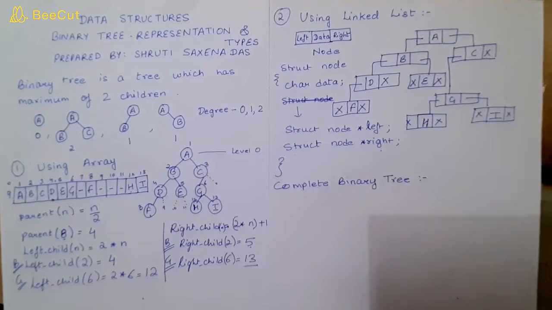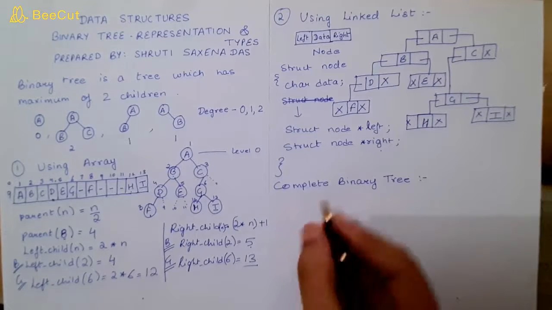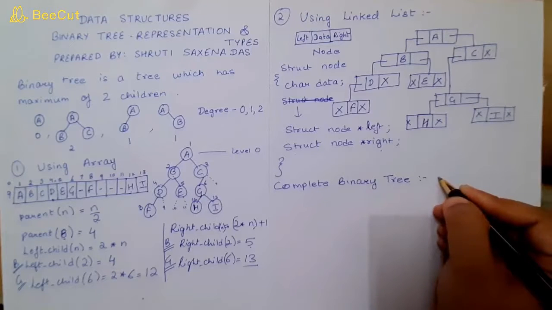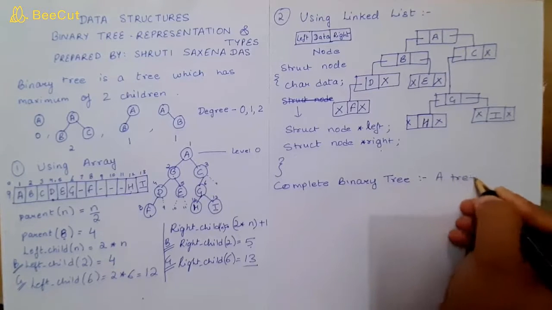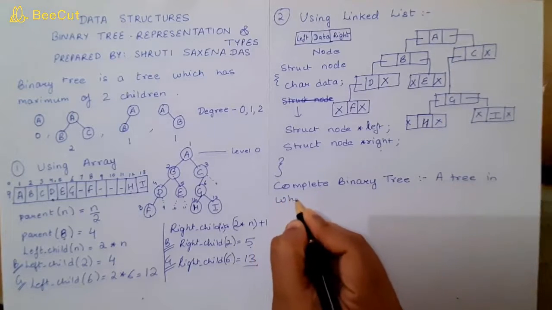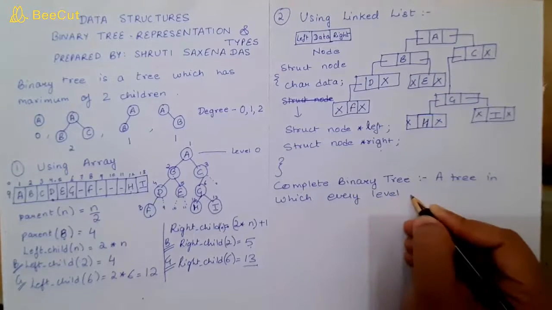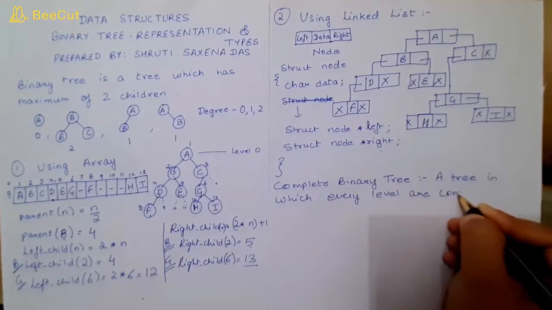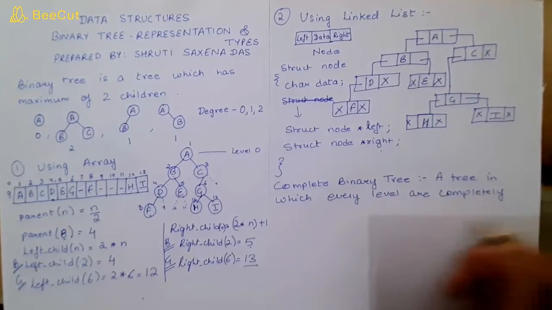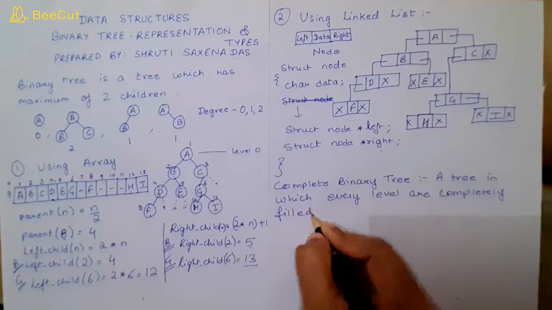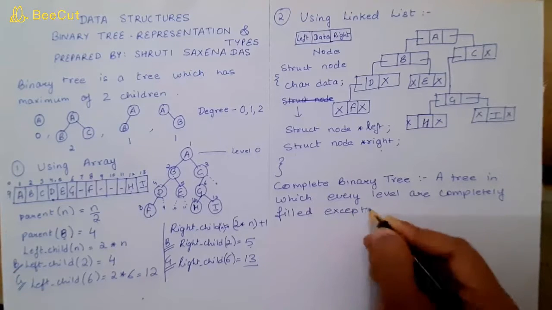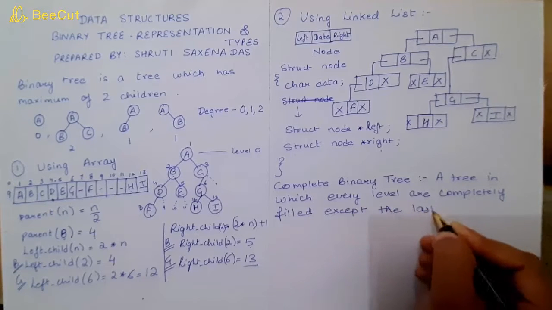So complete binary tree means that any tree in which every level except the last level is completely filled. It's a tree in which every level or all levels are completely filled except the last one, except the last level.